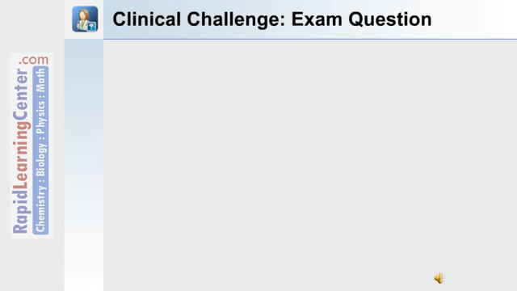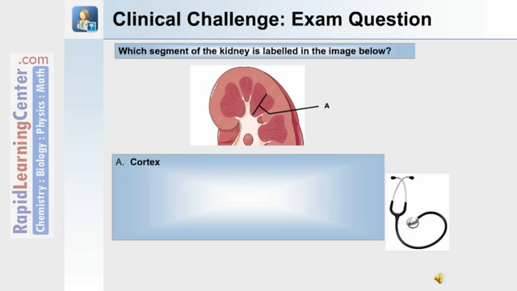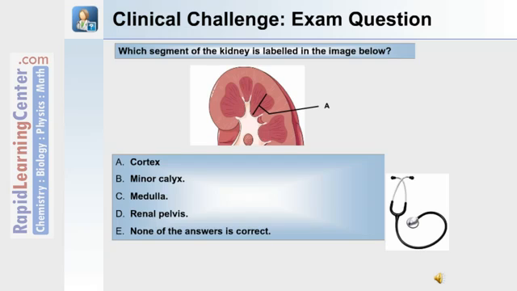Here's a clinical challenge exam question based on what you've learned so far in this tutorial. Which segment of the kidney is labeled in the image below? Is it A, the cortex, B, the minor calyx, C, the medulla, D, the renal pelvis, or E, none of the answers is correct?